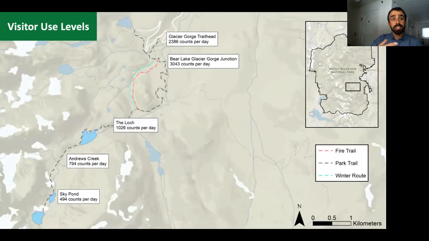So to establish these visitor use levels this summer, I implemented a trail counter system across the watershed to see what that visitor use was across the entire hiking trail. And as you can see, we have high use up at the trailhead, and down near left at Sky Pond at the end of the trail, much fewer people per day.